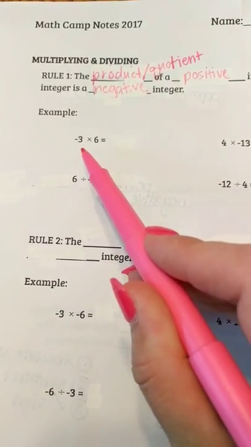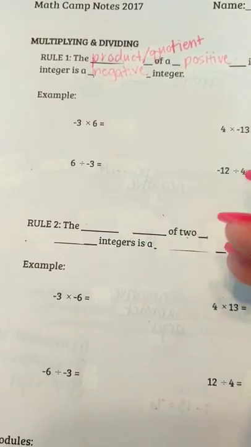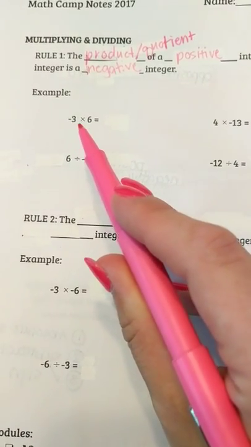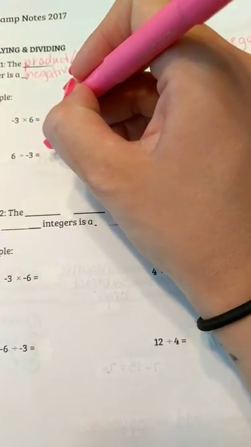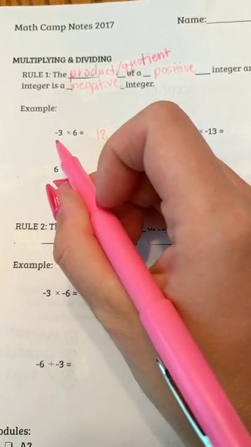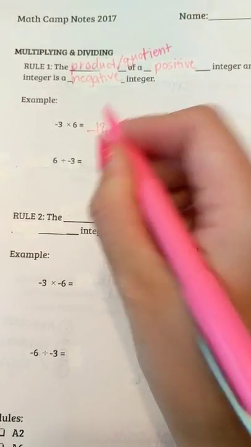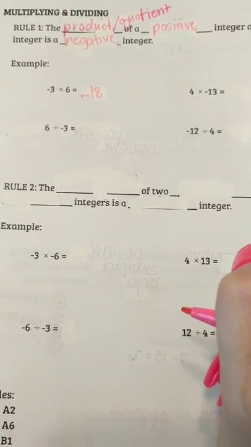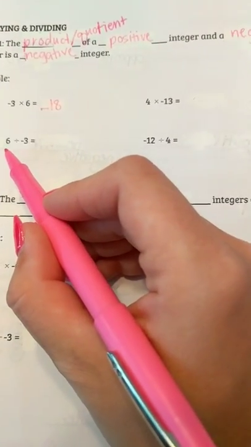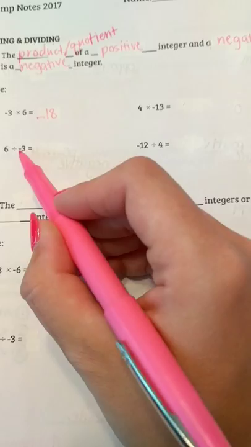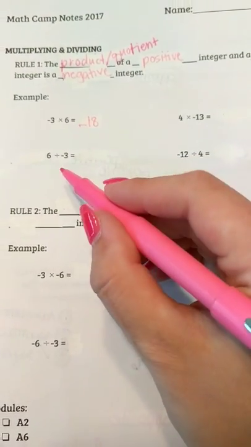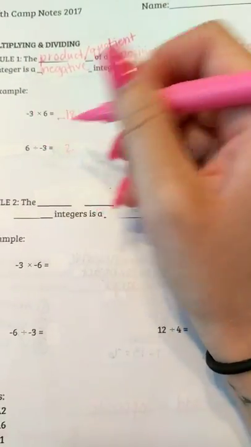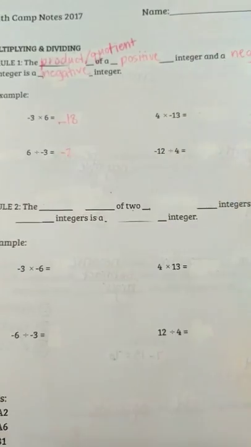So here we've got -3 times 6. So if we multiply those together, 3 times 6 is 18. And because one of them is negative, this answer is going to be -18. And then same thing here. So 6 divided by -3. So 6 divided by 3 is 2. And then because we have this negative, our answer is going to be -2.